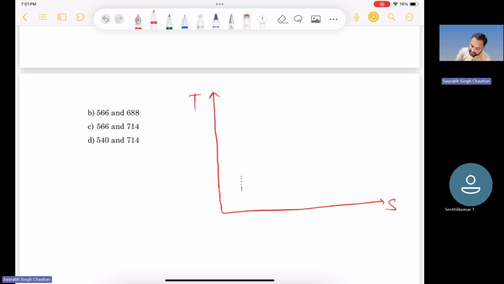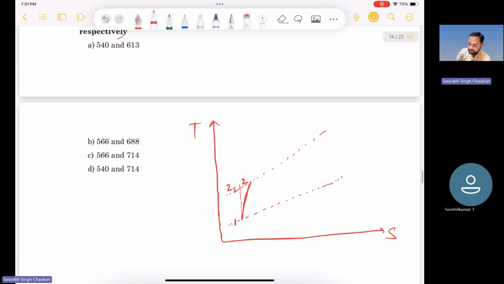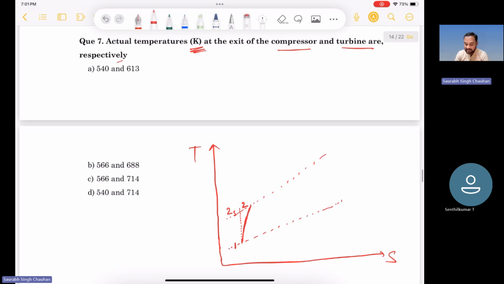So if it was an ideal compressor, then the process would have been an isentropic compression, right? But since it is not an ideal compressor, it is something like this. So 1 to 2, right? This is our constant pressure line. These are not straight lines. Constant pressure lines are not straight lines, as we have already discussed.